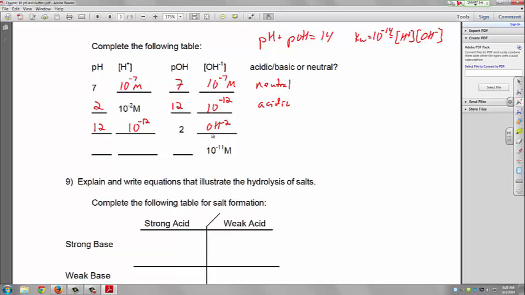Here the value 12, they're given the pOH. We know that the 2 plus 12 has got to equal 14, right? So pH is 12, this is basic. And lastly, if the hydroxide ion concentration is 10 to the negative 11, the pOH is 11. What is the pH? Well, 3 plus 11 is 14. 3 is less than 7, so this is acidic. And the hydrogen ion concentration is 10 to the negative 3.